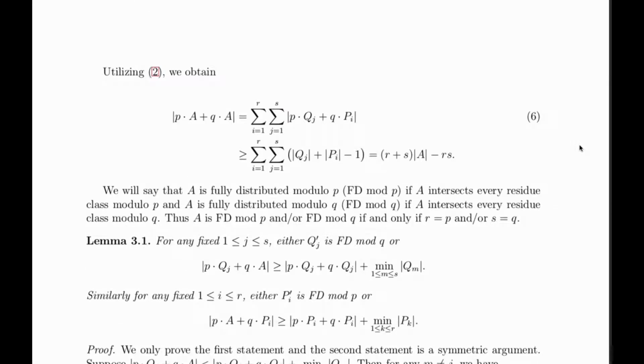Equation 6 is pretty important and actually proves the result in a special case when A intersects every residue class modulo PQ. It's funny because if you're first thinking about this problem and you try this argument, you might actually think you prove the entire result. But it turns out that that's not the case.